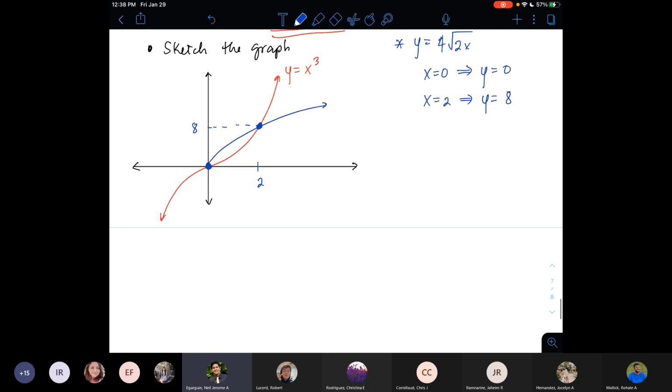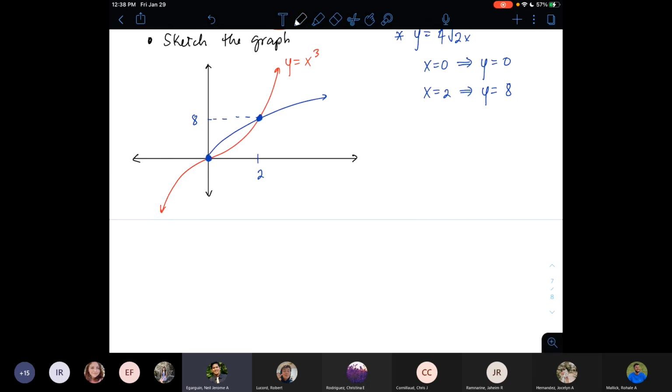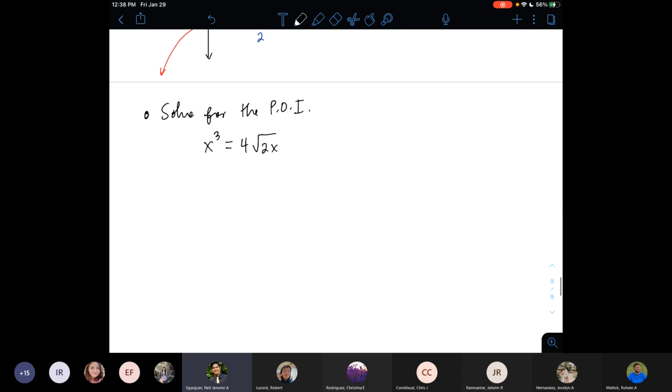But in case you were not able to clearly see that, then you can solve for the points of intersection as your next step. And again, all you need to do here is to put the two functions equal to each other. The first function is x cubed. The other function is the fourth root of 2x. You solve for the points of intersection just in case you didn't see it graphically, or if you just want to make sure that you indeed have the right points of intersection, then solve for them algebraically. So I can raise both sides of the equation to the fourth power to get rid of the root.